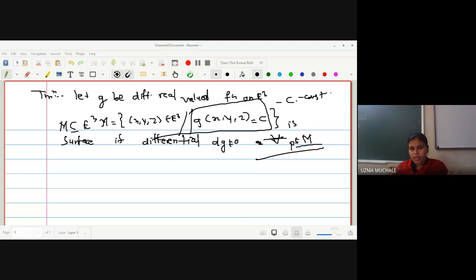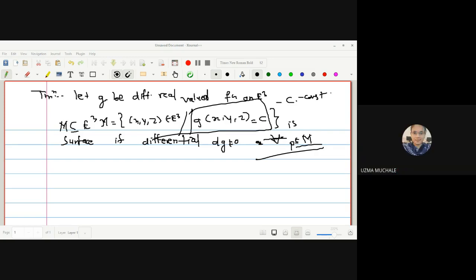If we have to prove that the given object is a surface, first you should go with the definition. Is it okay? So let us start with the first thing, what is given to us: dg is not equal to 0. Okay, given that dg is not equal to 0, what is g given to us?